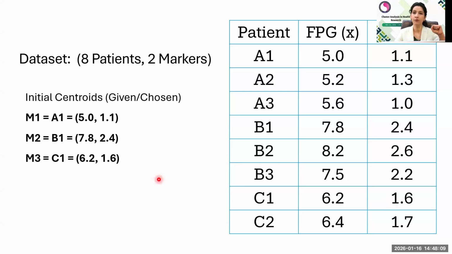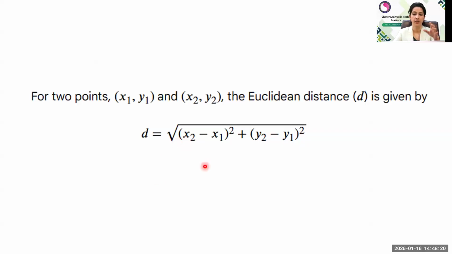Now how to calculate the distance? When you have got two variables, where one variable is X and the other is Y, the formula for Euclidean distance is this one. So what you do? X1 minus X2 square plus Y1 minus Y2, or Y2 minus Y1, square, under root. If there are 2 points, the Euclidean distance is calculated like this.